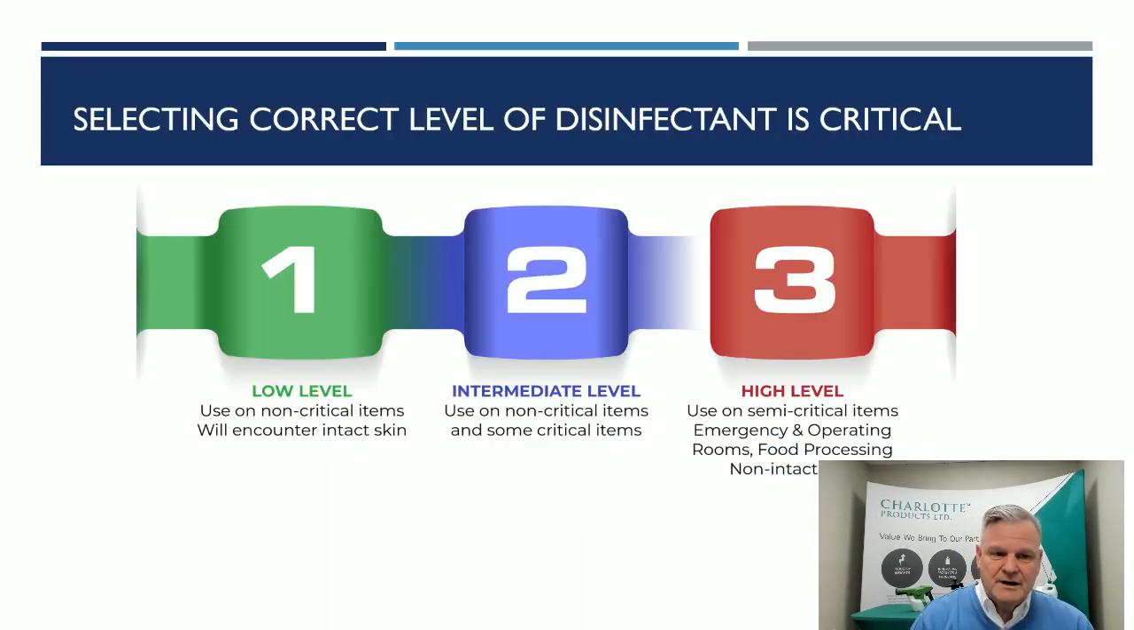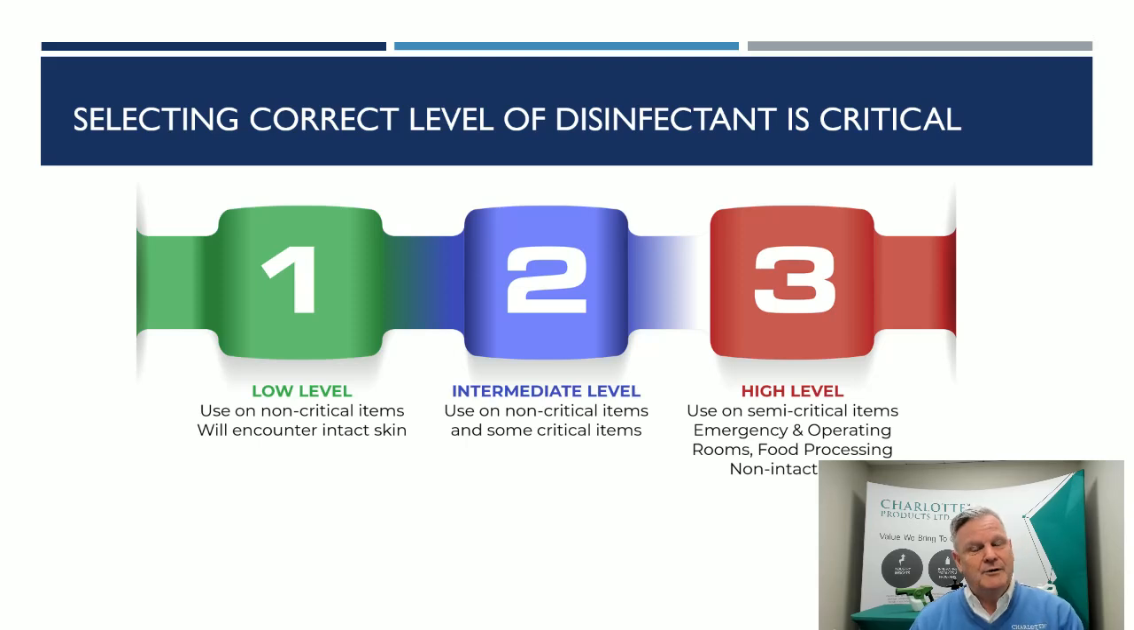We did also cover that there are 3 levels of disinfectants, and I want to revisit that again quickly. There's a low-level disinfectant, which is really for non-critical items, and then there's an intermediate level, which is really for non-critical and some critical items. And in that, I'll give you an example. An education facility would be what I would say an intermediate level choice would be. And then there's a high level.